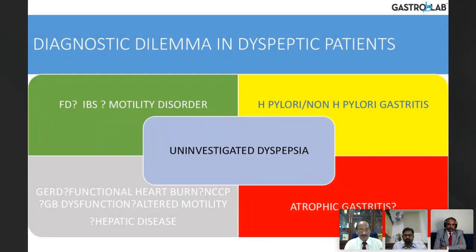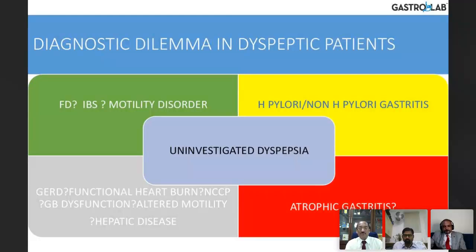There is non-cardiac chest pain, patients coming with pain but the heart is normal. Gallbladder dysfunction, altered motility, can present only as dyspepsia, and the dyspepsia completely clears. Even ureteric calculus obstruction presents as dyspepsia, which gets cleared after the obstruction goes. So the body is very complex. We don't understand. So unless we investigate more, we'll never get the answer.